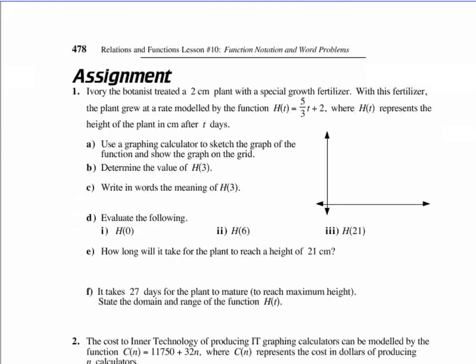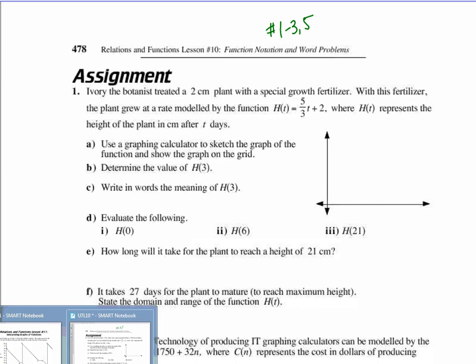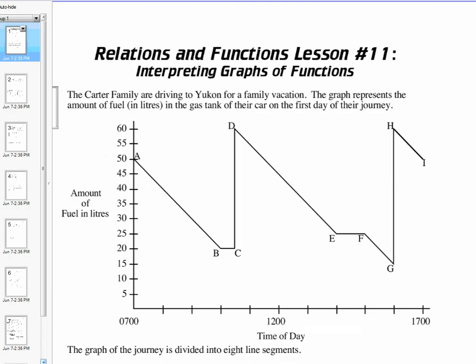Okay, so that was the example from lesson 10. The assignment from 10 is numbers 1 to 3 and number 5. Let's turn in your books now to lesson 11. So lesson 11 is on page, let's see here. It's a short lesson today. 481. So turn to 481.